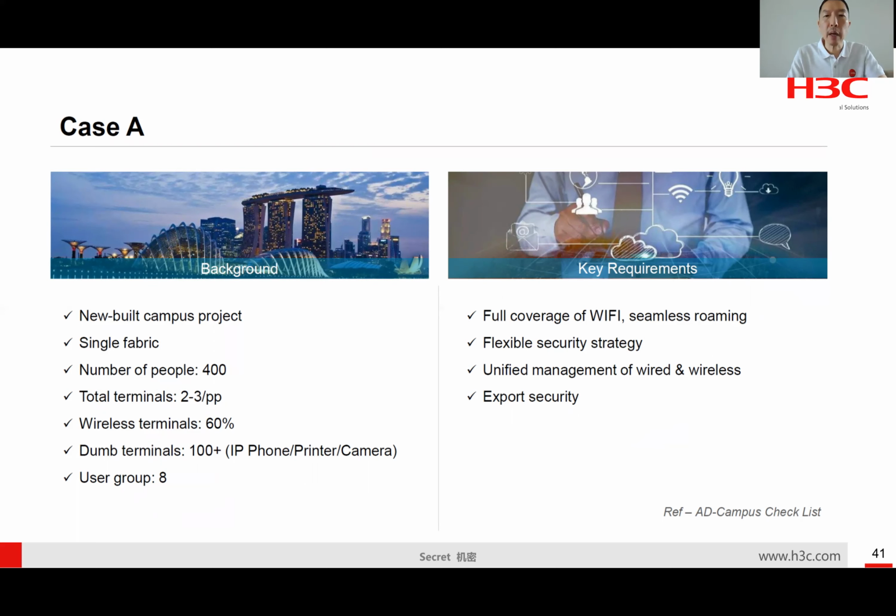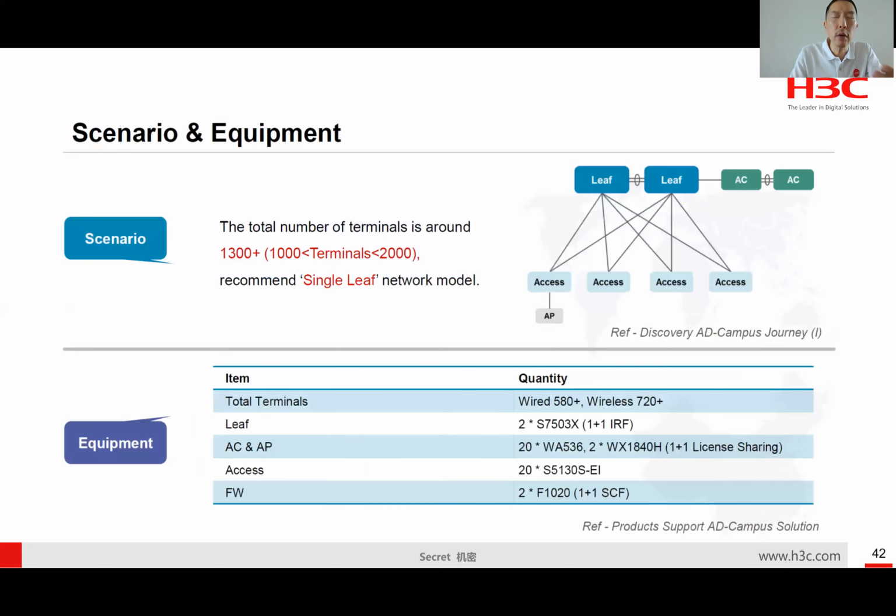Once we get all this background information, we come to the key requirements. Do you need full coverage of Wi-Fi? What is your security strategy? Do you want unified management of your wired and wireless network? That means everything from us, or for wireless you are going to buy some other Wi-Fi solution. And also, you want to export your security policies to your remote users. When you have these requirements, then we can come up with the scenario.